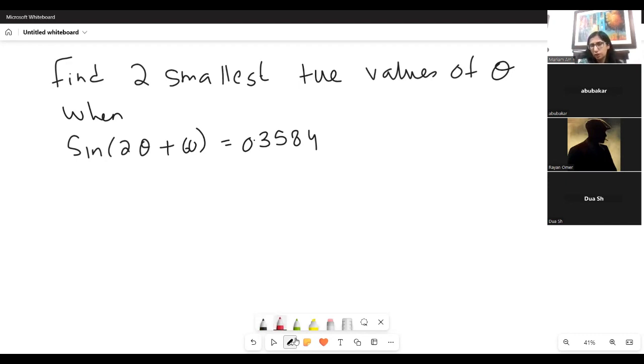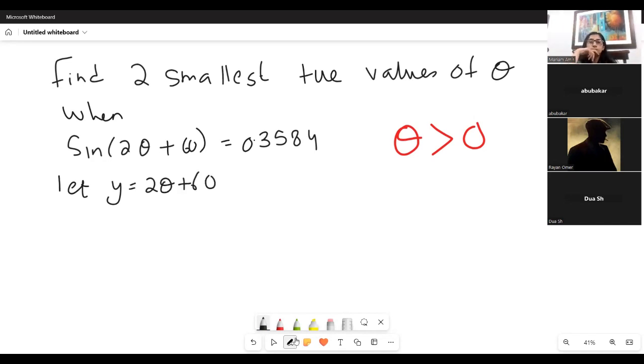That is the condition given to us, that you have to find the two smallest positive values. So you must know on your own that the domain of theta is theta greater than 0. And now that gives rise to a problem that the argument inside sine is 2 theta plus 60, but the domain is theta greater than 0. That has to be fixed using substitution. Let y equals 2 theta plus 60. So sine y equals 0.3584.